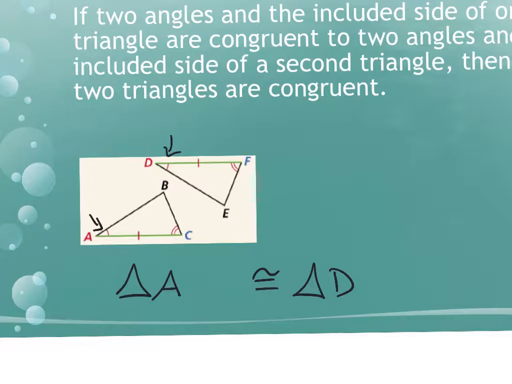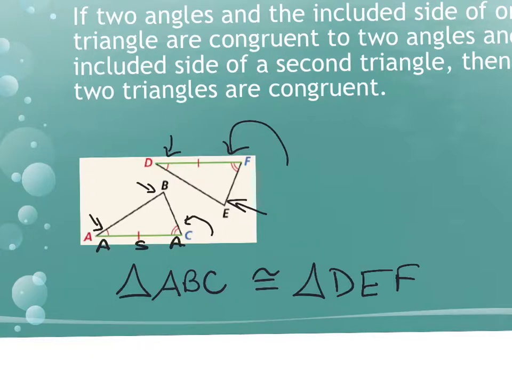Then I'm going to go to the next angle. It doesn't matter which. I'll go to B. B doesn't have a mark, so I'll come over to the angle that doesn't have a mark, and that's E. And then lastly, I'll go to the C that has two marks, and look for the angle that has two marks in this one. So this would be my congruency statement, and I can show that these are congruent because of angle, side, angle. So ASA. That would be the reason in your proof.